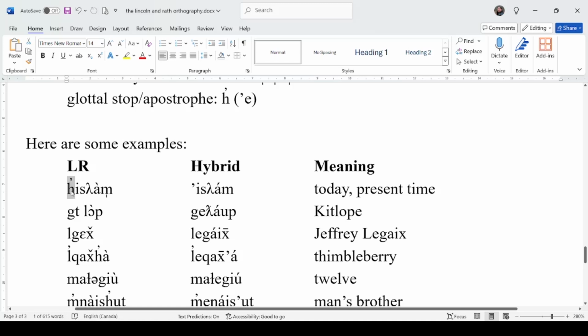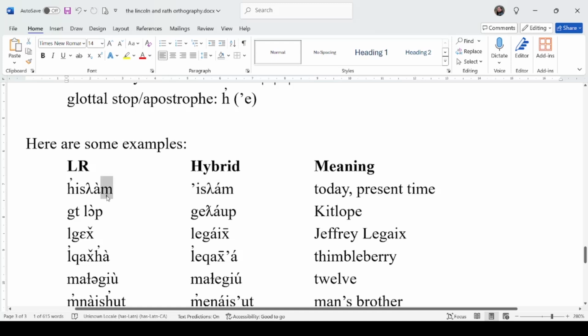So I believe this H is kind of like a placeholder. It's basically holding up the apostrophe, whereas in later orthographies they just use an apostrophe with nothing underneath it. So this is the hybrid spelling, Islam.